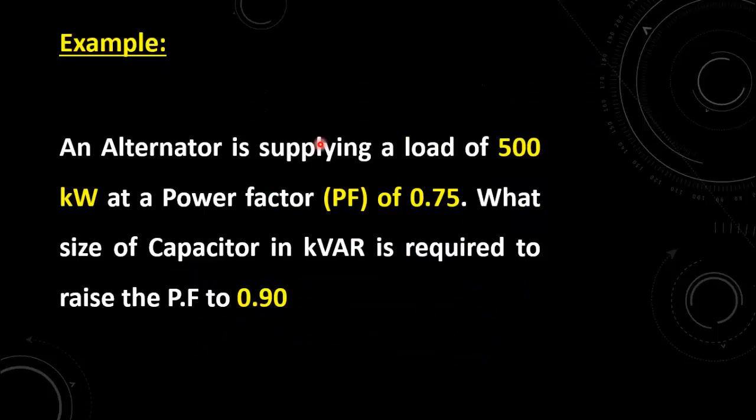So let's begin by solving an example. The example states that an alternator is supplying a load of 500 kilowatt at a power factor of 0.75. What size of capacitor in kVAR is required to raise the power factor to 0.9? Whenever you are doing power factor improvement, you need three quantities. First is the active power, which is the maximum power. Here we have 500 kilowatt. Then you need the power factor value which needs to be improved. In our case, this is 0.75, and the desired value of the power factor is 0.9.